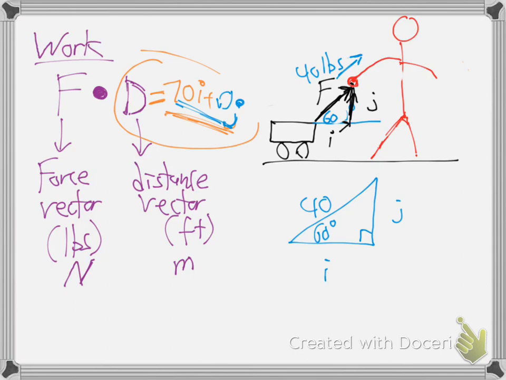So the opposite angle is 30 degrees. Yeah, the other's 30, but we don't even need it. Let's just start with this one. This side right here is this. This is what? Adjacent, right? And this is opposite. And this is hypotenuse.